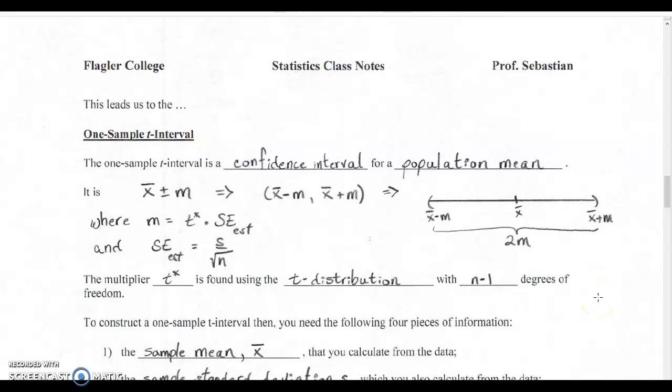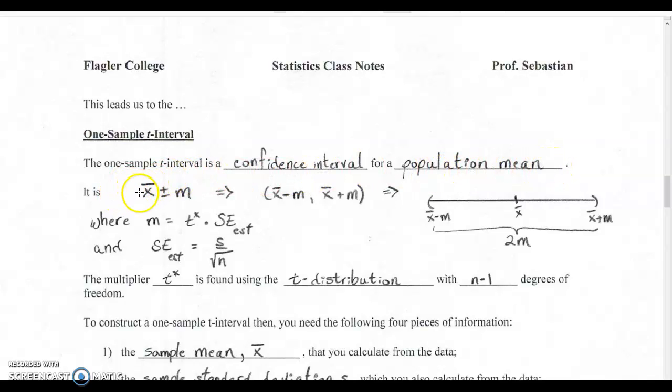Okay, welcome back everyone to our statistics class notes here in section 9.3, where we're talking about how to construct confidence intervals for population means, and we are on page 146. Okay, so everything we've done now is going to lead us to how we can compute the one sample t interval, confidence interval. So the one sample t interval is a confidence interval for a population mean.